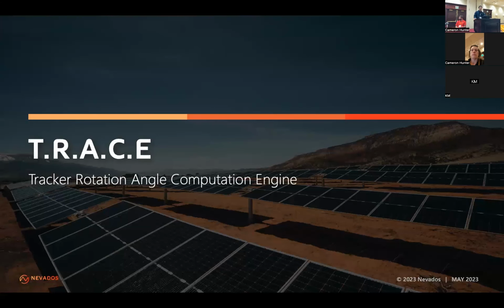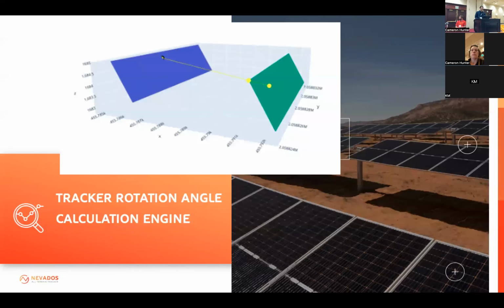Okay, so most of my work at Nevados was developing TRACE, which stands for Tracker Rotation Angle Computation Engine. It's not a ray tracing platform, so sorry for that naming, my bad. It's more of a ray casting engine. So we don't compute the shadow ray, we don't compute the bounce ray, we just do one ray cast. Basically, we can do this across every single bay, testing across a bunch of different geometries and figure out which angle reduces shading to nothing.